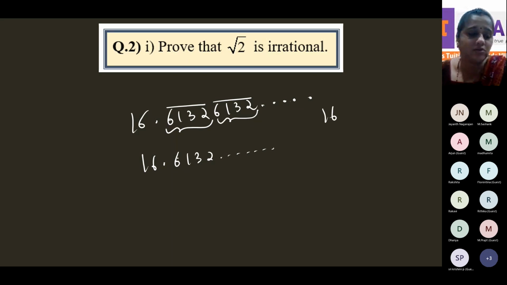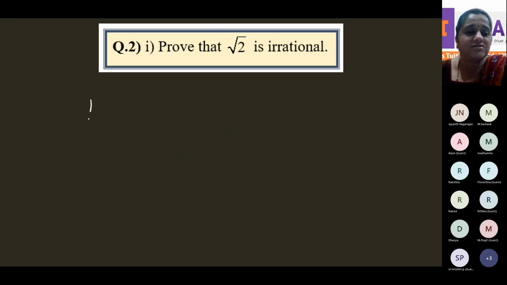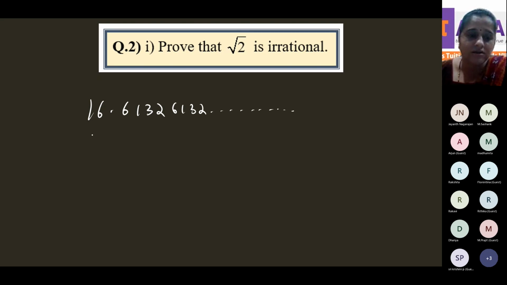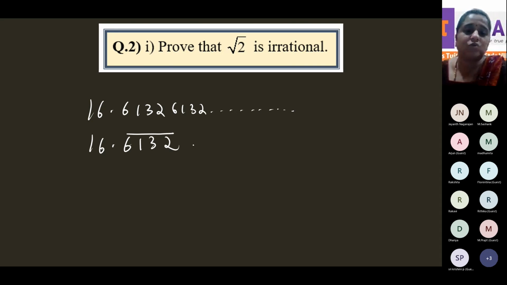So the two ways of writing it, if it is recurring, are 16.6132, 6132 like this, or 16.6132 and place a bar like this. Don't put the bar and put the dots.